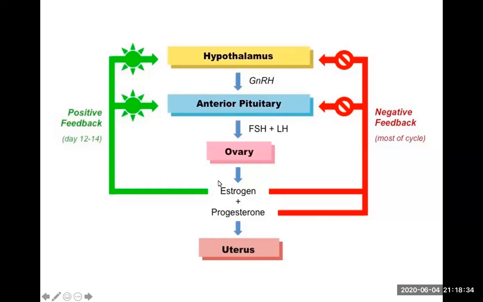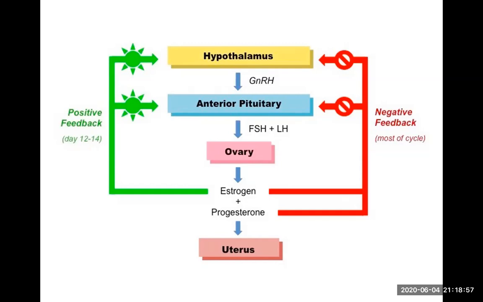You always start with the hypothalamus, and you always start with what releasing hormone gets released. In this case, we're talking about gonadotropin releasing hormone, and that will act on the anterior pituitary gland. So your hypothalamus always releases some sort of releasing hormone that acts on your anterior pituitary gland.